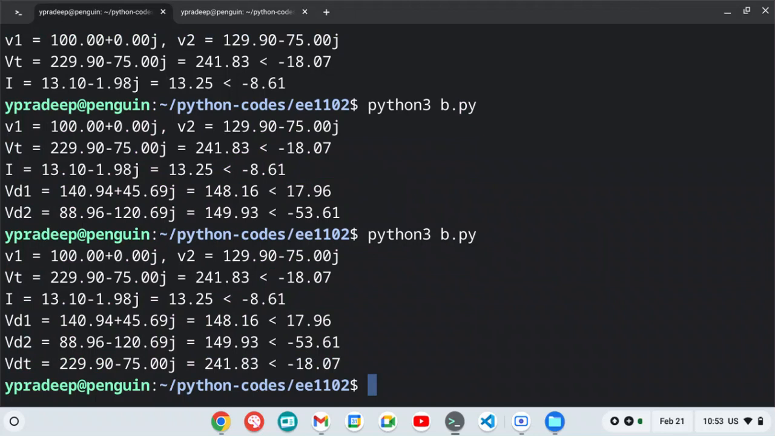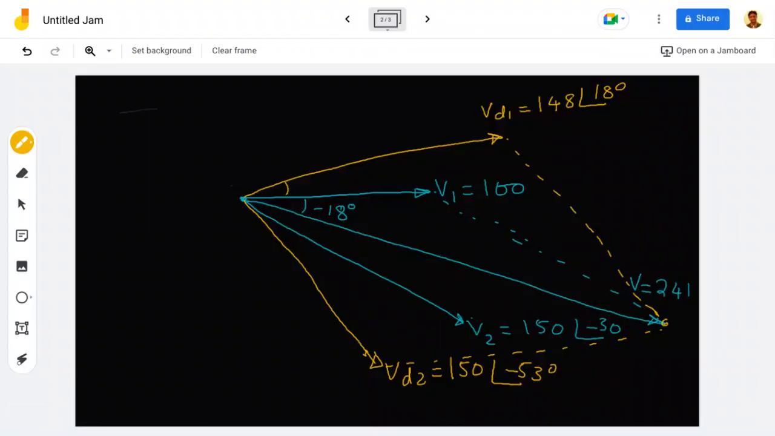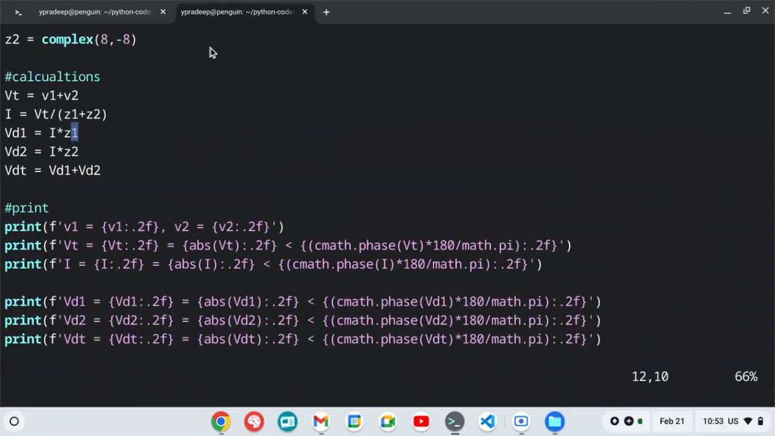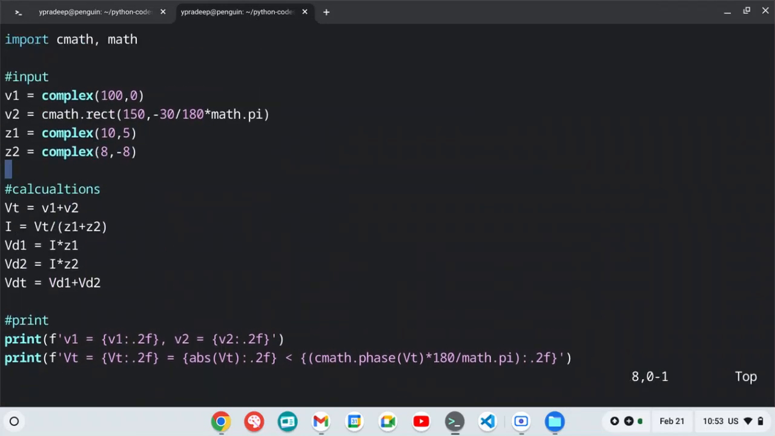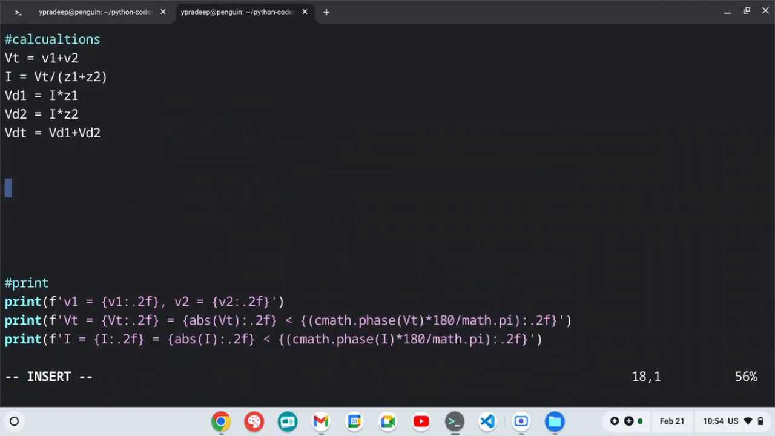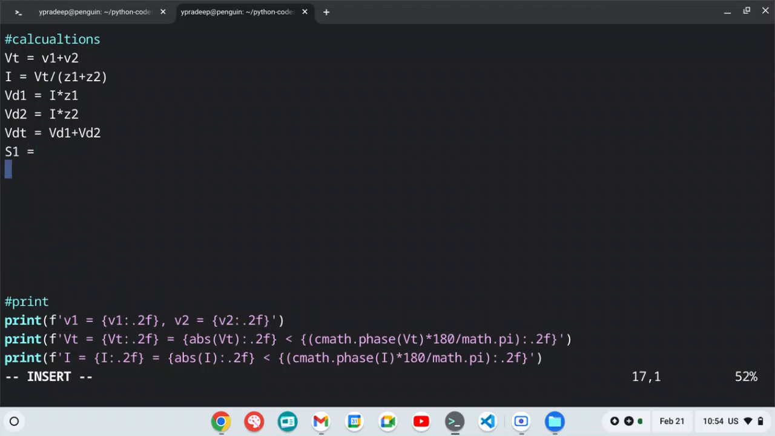So now we have maybe 2-3 minutes. I want to find the powers. Okay. So what is the power? So power is P plus JQ, right? So here under the calculations, I will write S1 equal to, S2 equal to. So this is the complex power consumed by impedance 1 and the complex power consumed by impedance 2.